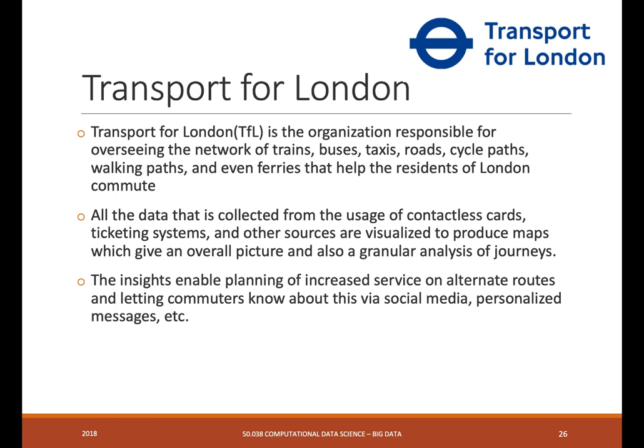Other organizations, in this case Transport for London, also collect lots of data using the access cards and the ticketing systems, entry and exit. And they're used to visualize and produce maps, and then they send messages to commuters over social media to recommend alternate routes in case of congestion, which in London happens a lot.